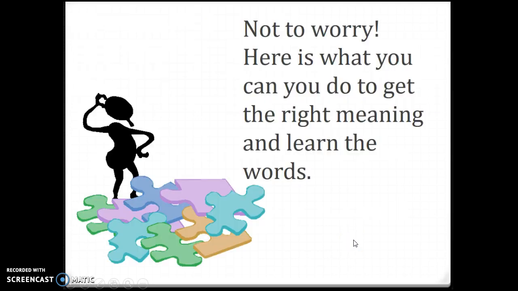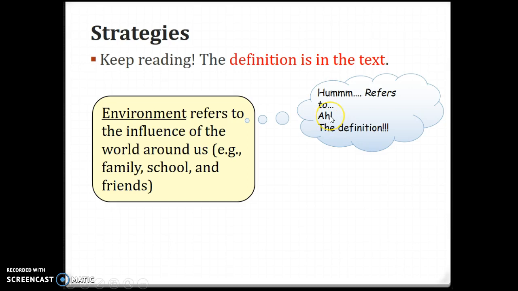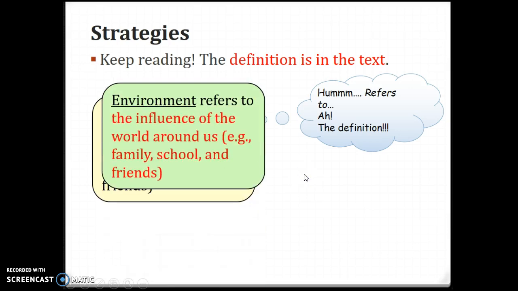So what can we do to learn to get the right meaning of the word and learn the words as well? Well, first of all, keep reading. Sometimes in a text, the definition is there. So if we look at this, environment refers to, well, that's usually a definition. And I continue reading, the influence of the world around us, e.g., for example, family, school, and friends. So I'm able to understand what the word is because the definition is in the text.